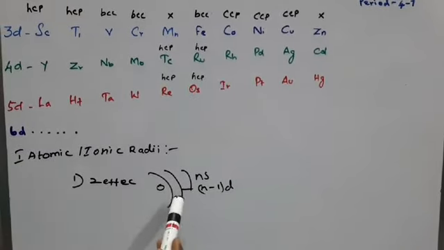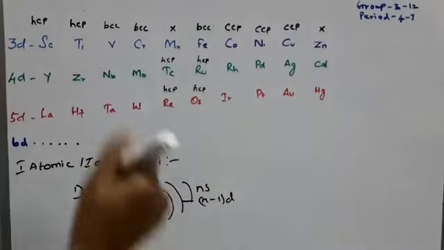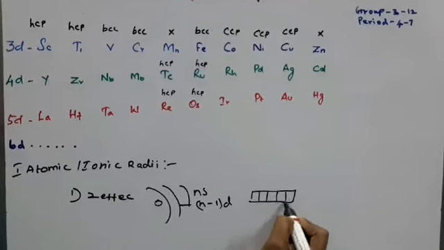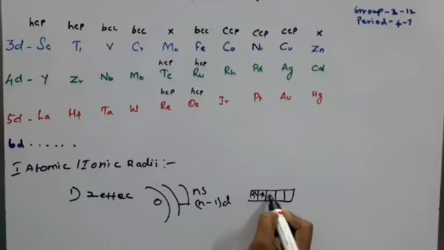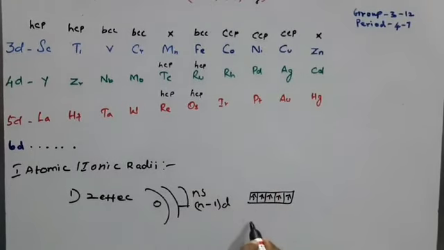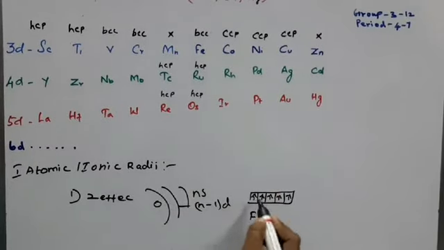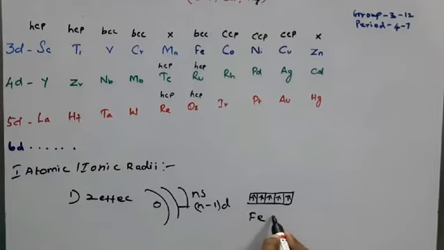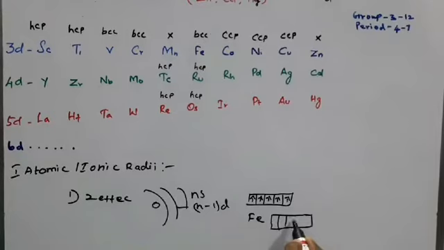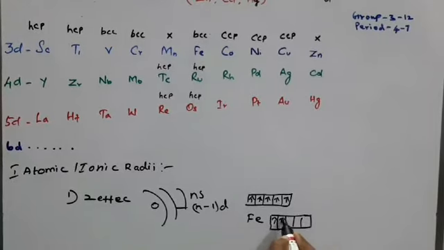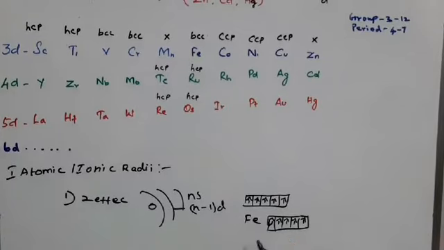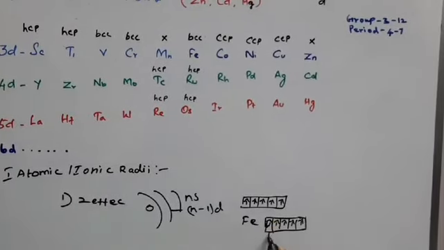Okay, after that iron, what's happening? Chromium: 1, 2, 3, 4, 5, half filled. Okay, so half filled. After iron, it's 26, it's 6 electrons: 1, 2, 3, 4, 5, 6 electrons. Okay, 6 electrons means here the pairing takes place.